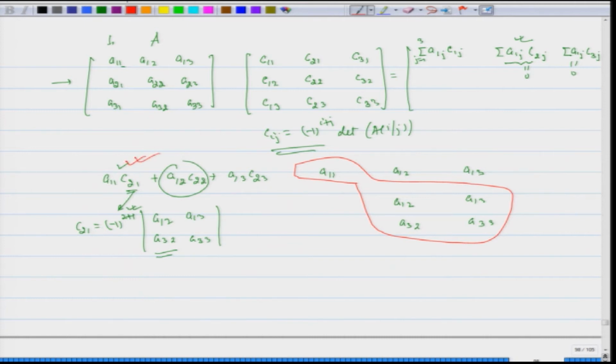Now, I want to look at A12 into C22, there is a minus sign, let us not worry about that for the time being. A12 into C22, C22 means remove this row and remove this column. So, A11, A31, A13 and A33. Fine. There is a plus sign here, minus 1 to the power 2 plus 2. So, there is a plus sign here. Fine. So, now understand where the minus and where the plus come from. Here I had a minus sign extra.